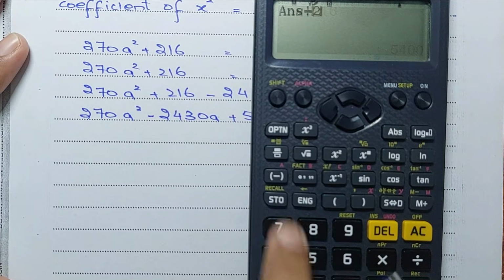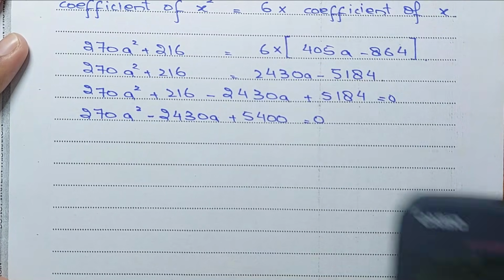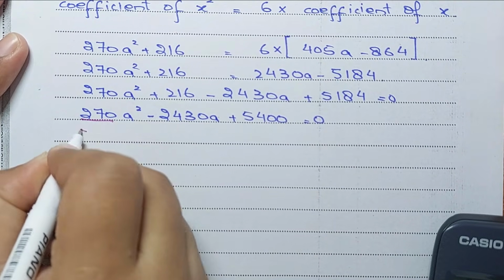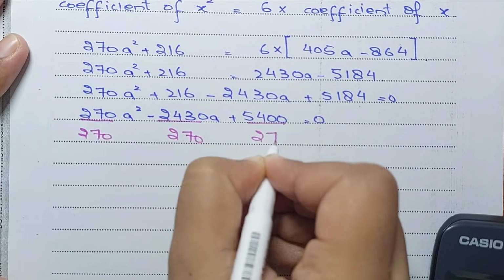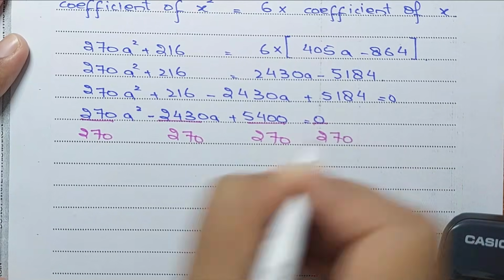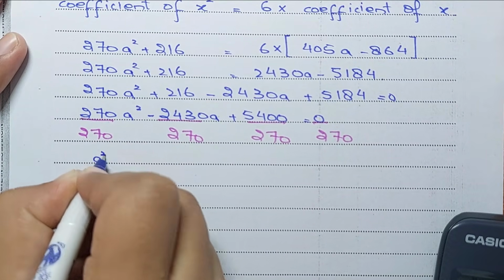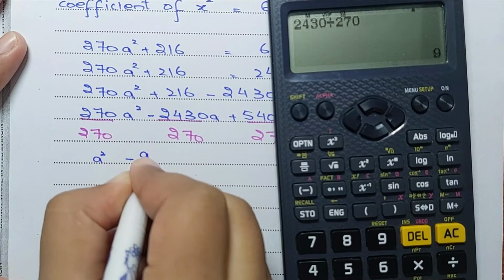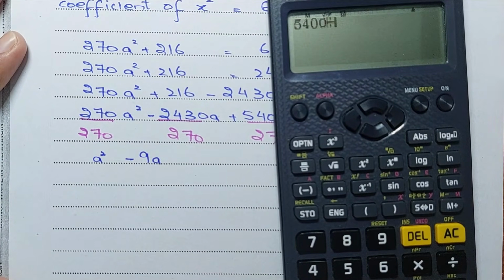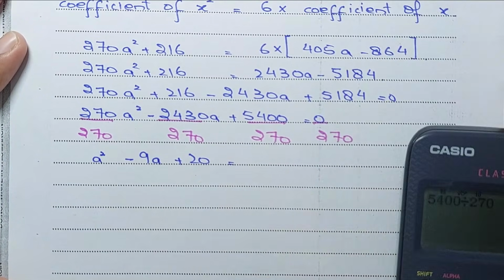Are these terms all divisible by 270? Okay, 2430 is divisible by 270. Yeah, all our terms are divisible by 270. Let me divide all the terms by 270. Whenever you do any operation on the left side of the equation, it must apply on the right side as well. 270 over 270 is just a square, right? 2430 divided by 270 is 9, so minus 9a, and 5400 divided by 270 is 20, plus 20, and 0 over something is just 0.